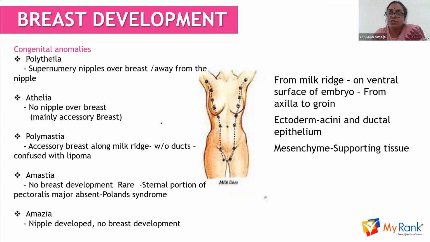So what tissue is the breast composed of? It is mainly ectoderm. It is a modified sweat gland. So the ducts, the acini and the lobules are developed from the ectoderm, and the supporting tissue around is developed from the mesenchyme. So it is mainly ectodermal and mesodermal. The functional unit is ectodermal in origin.